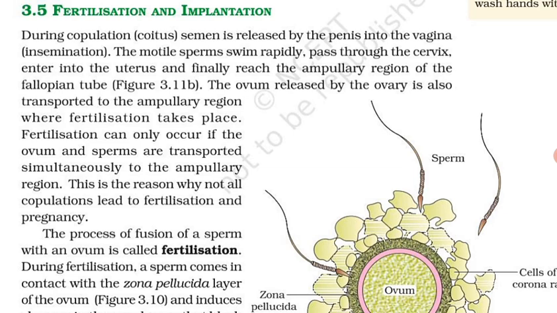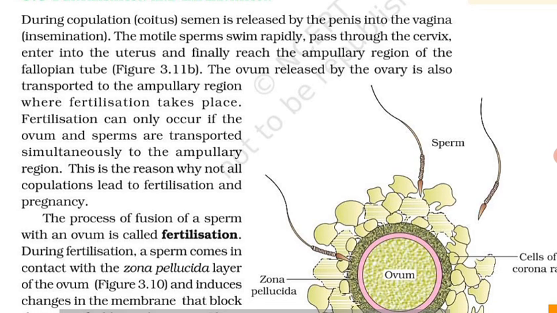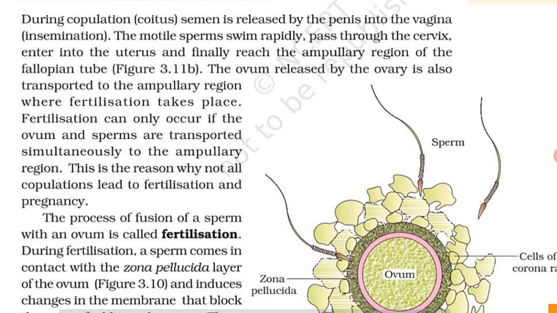Soon the haploid nucleus of the sperm and that of the ovum fuse together to form a diploid zygote. How many chromosomes will be there in the zygote? कितने क्रोमोसोम होंगे zygote में? कितने होंगे? 46 होंगे ना, क्योंकि डिप्लॉयड है zygote 2n. ठीक है? क्लियर? सही बताया ना?